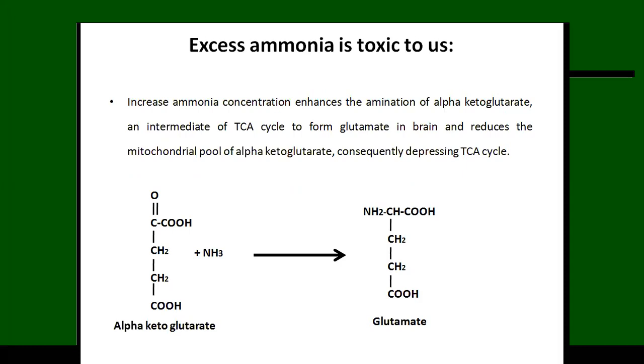Okay. So now, if more ammonia is produced, this ammonia will join with alpha-ketoglutaric acid and will form glutamate. Can you remember this reaction? What is the enzyme of this reaction?